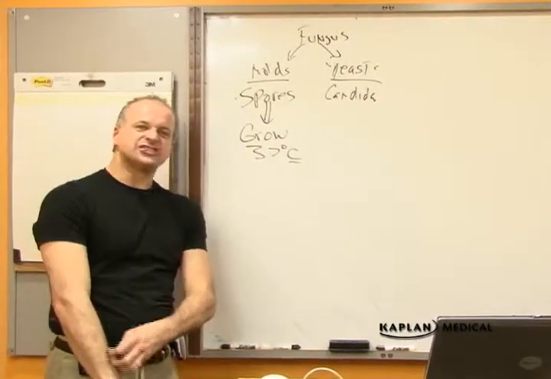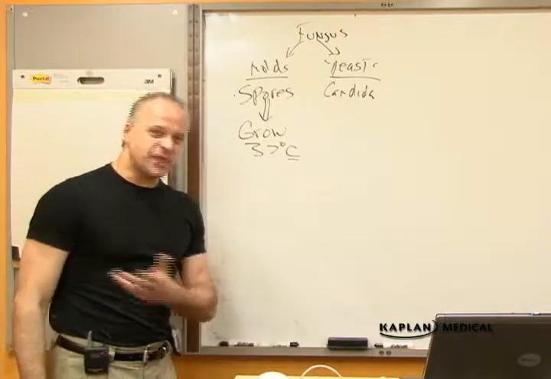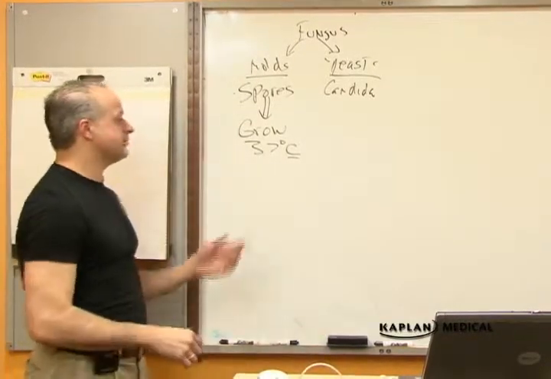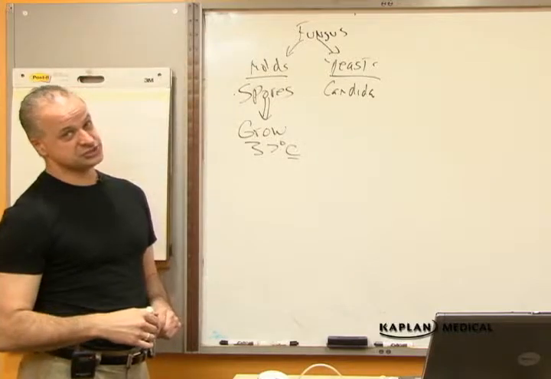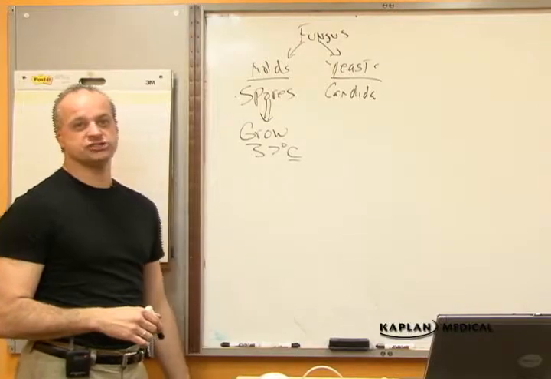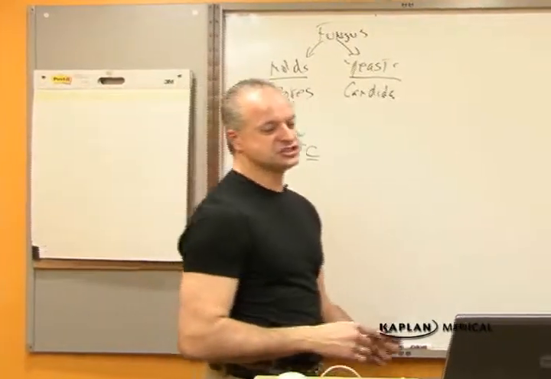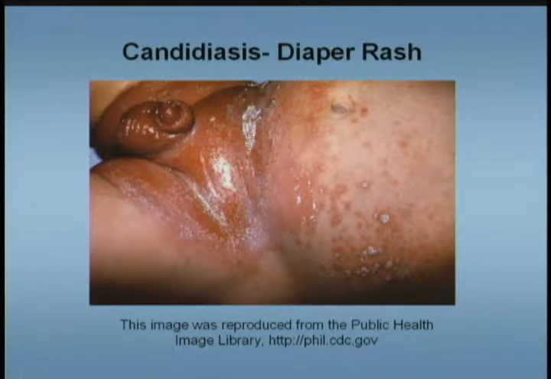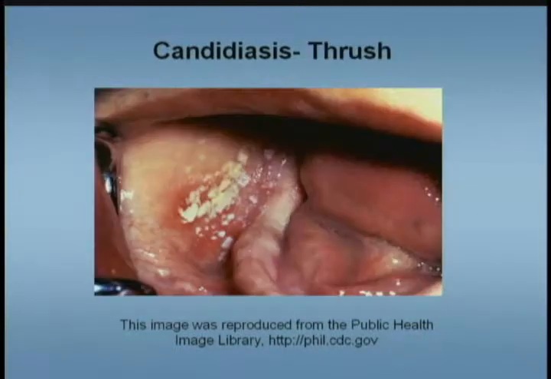Now, in general, that doesn't happen because you have an immune system that picks them off. But sometimes, if you're neutropenic, you get Aspergillus. Sometimes, if it's overwhelming, Histoplasma, coccidioidomycosis. But look at this diaper itch. That's because it's warm, moist, wet. Candida. Topical antifungal and keep it dry.